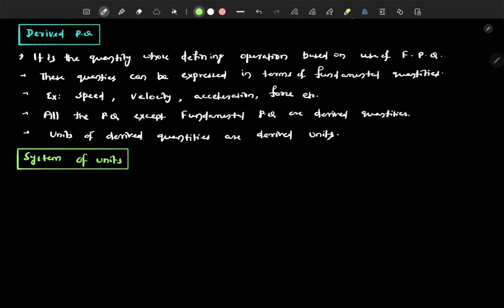Okay, so what do we have to write? Following are some common systems of units. First is your CGS system.